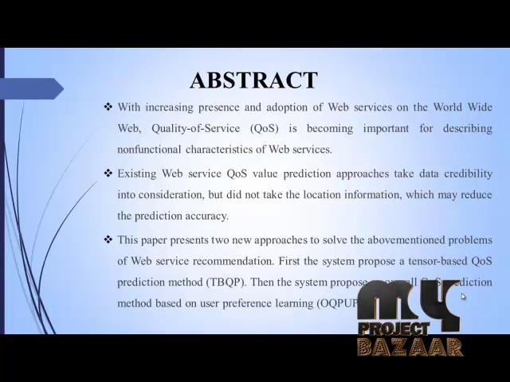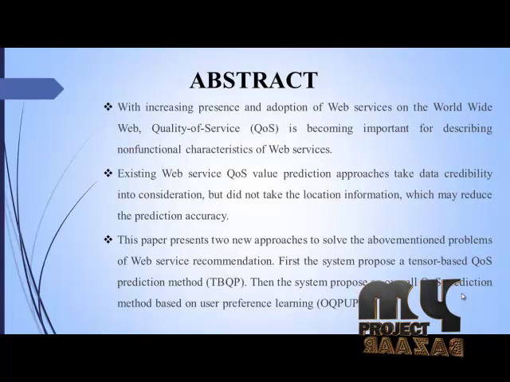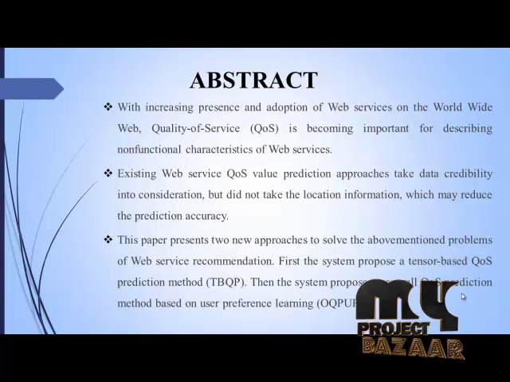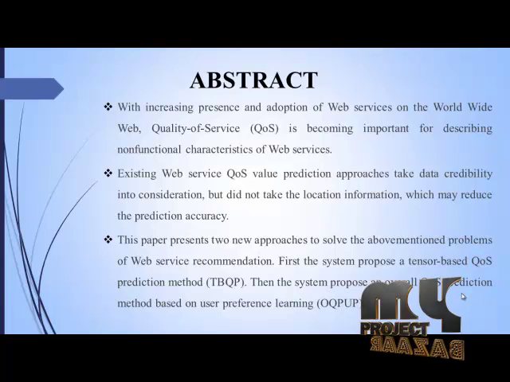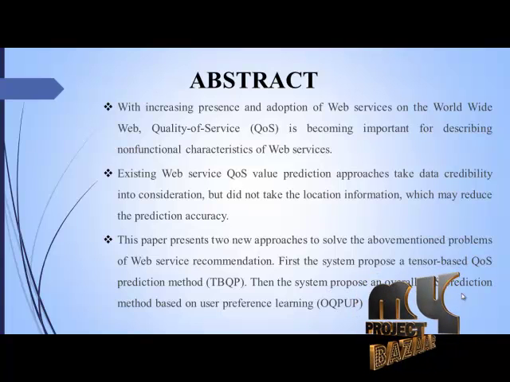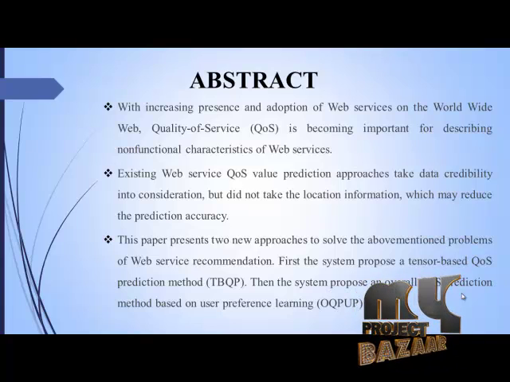This paper presents two new approaches to solve the above-mentioned problem of web services recommendations. First, the system proposed a tensor-based QoS prediction method. Then the system proposed an overall QoS prediction method based on user preference learning. With the help of tendencies, user can easily find out the name of the web services. The interaction of web services is well based on context. It highlighted all the resources on which the web service performed. This method is more accessible.